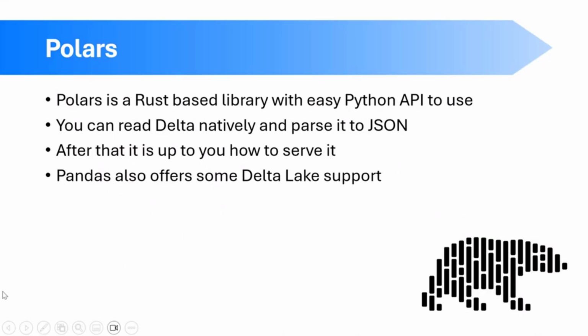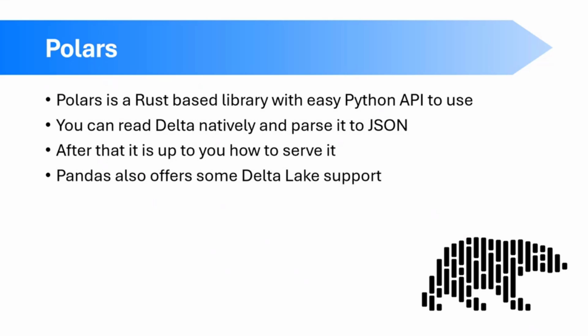Polars. So I think most of us, or at least some of us, have heard about pandas. So Polars is basically a cousin to that in some form. It's a Rust-based library, so it's relatively fast. And the cool thing is that you can read Delta natively and parse it to JSON. And after that, it's up to you how you serve it. You can use functions, you can use container apps, whatever you like. And we're going to be talking about container apps and the whole building image thing a bit later.